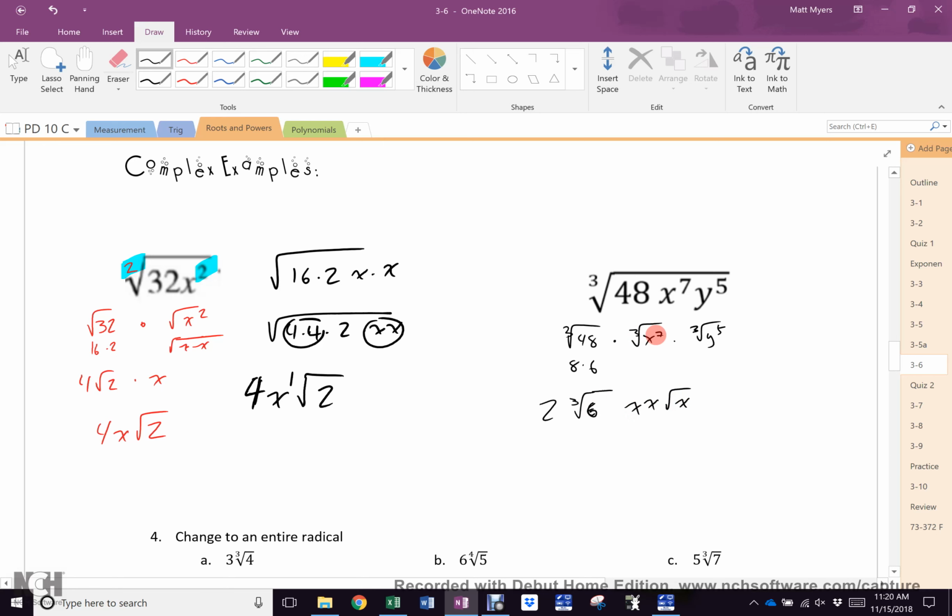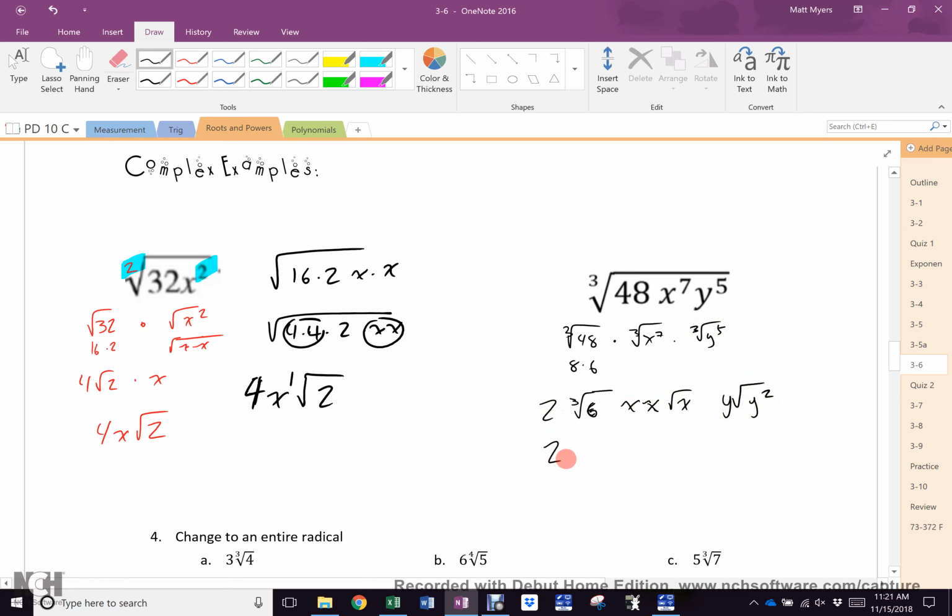Wait. Okay. If I'm looking for groups of 3, how many groups of 3 can I remove from 7? I can remove 1 group of 3 and then a second group of 3. So I have 2 x's that came out. Did I remove all 7 x's? No, I had to leave 1 x under there. How many groups of 3 can I get out of 5? 1. And how many is the remainder? 2. So now I have 2 x and y outside of the radical sign.